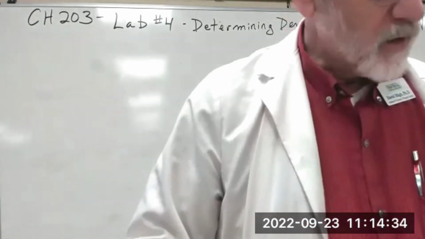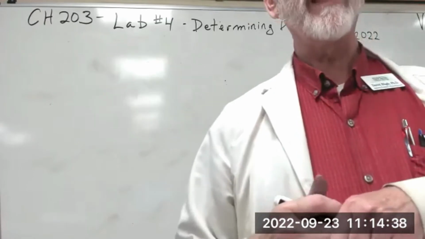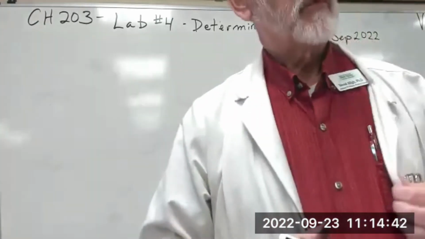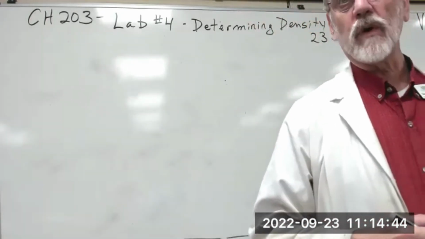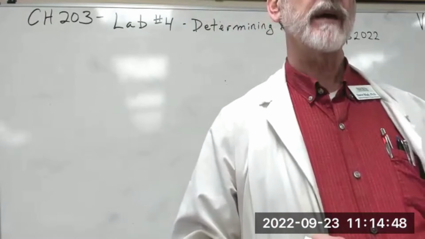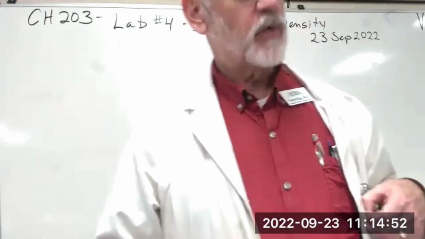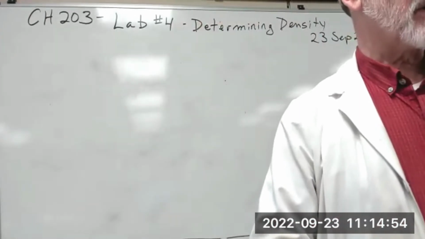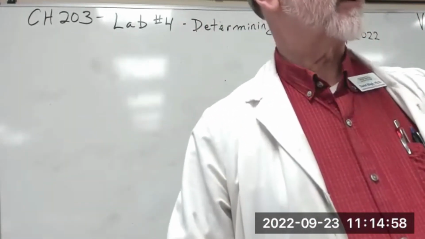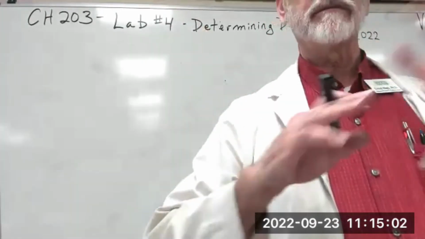Number 1, what safety precautions should you take when working with rubbing alcohol? Rubbing alcohol is isopropanol. The rubbing alcohol you get in the store is usually 70%, sometimes less than that. But we're going to use pure isopropyl alcohol, 100%.